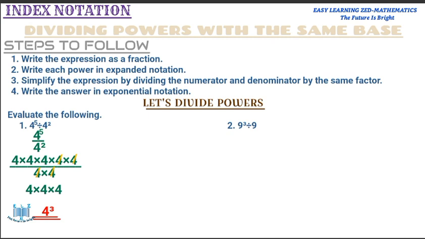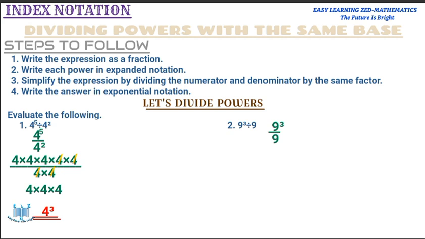Now let's go to question number 2. In question number 2 we have 9 to the power of 3 divided by 9 without a power. The first thing I'm going to do is write this as a fraction, because the first instruction says we write it as a fraction, like that.